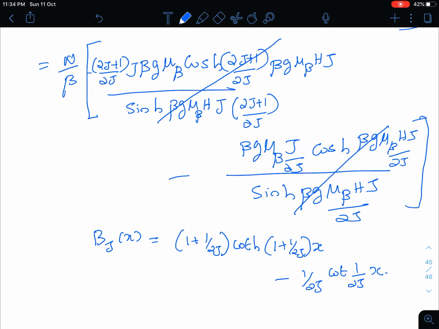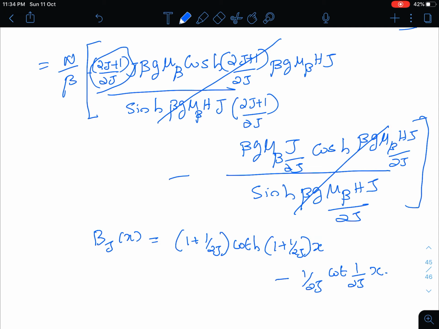Now you compare this 1 plus 1 by 2j. So that's what I have to get. So that is 1 plus 1 by 2j. Here it's okay, correct? See this. Okay. So this is 2j by 2j is 1, 1 by 2j. So that is why I didn't cancel it.